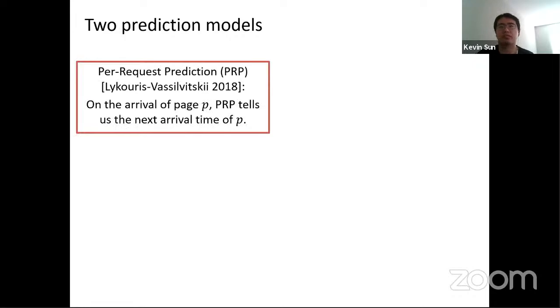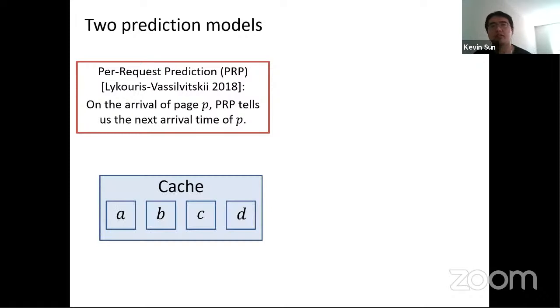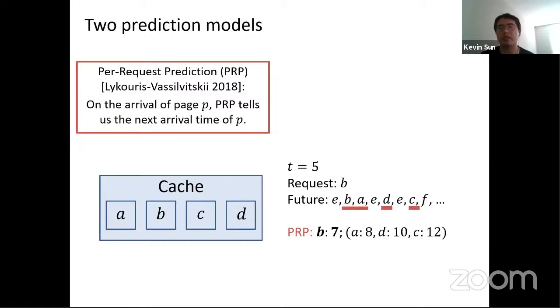The first we call per-request prediction, or PRP for short. This was introduced by Lykouris and Vassilvitskii in 2018. It says that on the arrival of page p, the prediction tells us the next arrival time of that page. For example, if our cache currently has 4 pages, A, B, C, D, and now it's time 5, the current request is B, and the future looks like E, B, A, E, D, E, C, F, then PRP will tell us the next arrival time of B, which is 7.